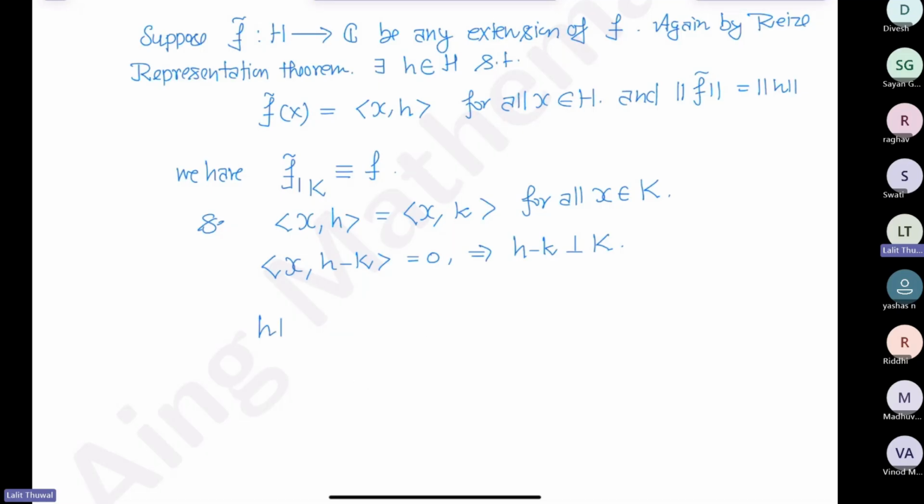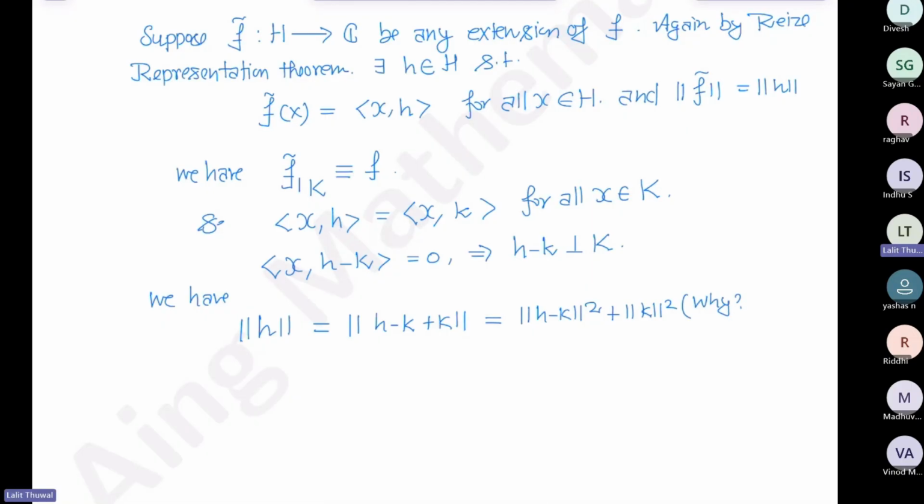So norm of h, we have norm of h is equal to norm of h minus k plus k. This is equal to norm of h minus k squared plus norm of k squared. Why this? Tell me. Anyone? Because h minus k is perpendicular to k. Yeah, because h minus k is perpendicular to k, right?